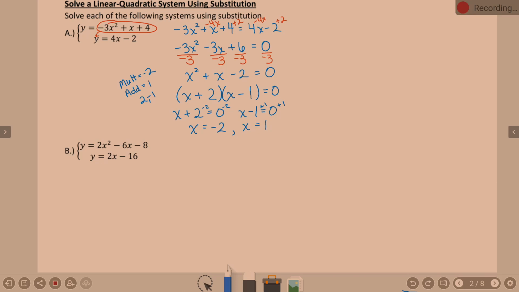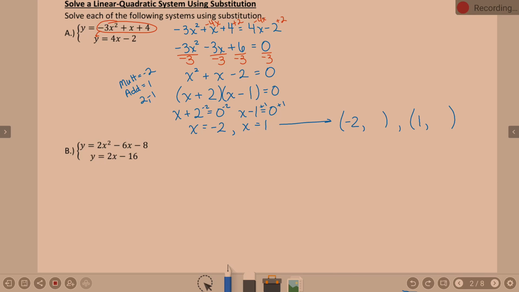Plug it in, maybe. Okay guys, think about our graphs, what kind of answers did we have? They were ordered pairs, right? They were XY combos. What did we just find? X. So what I know at this point is that I'm going to have 2 answers. One answer is going to be negative 2 comma something. The other answer is going to be 1 comma something. Does that make sense?